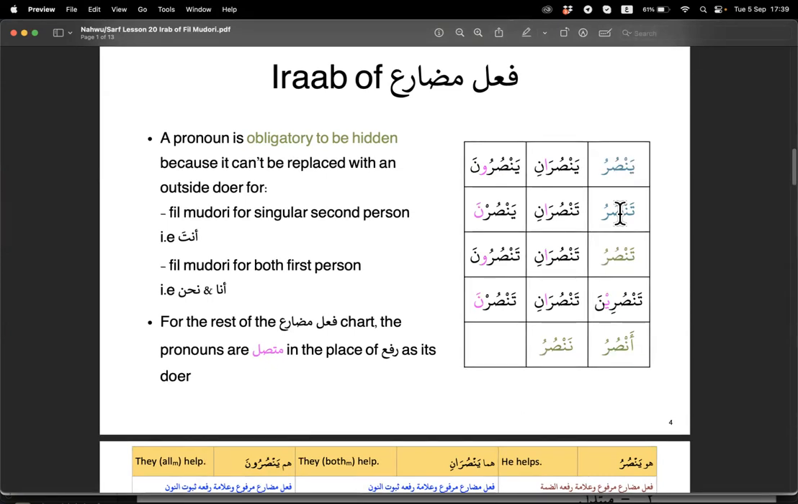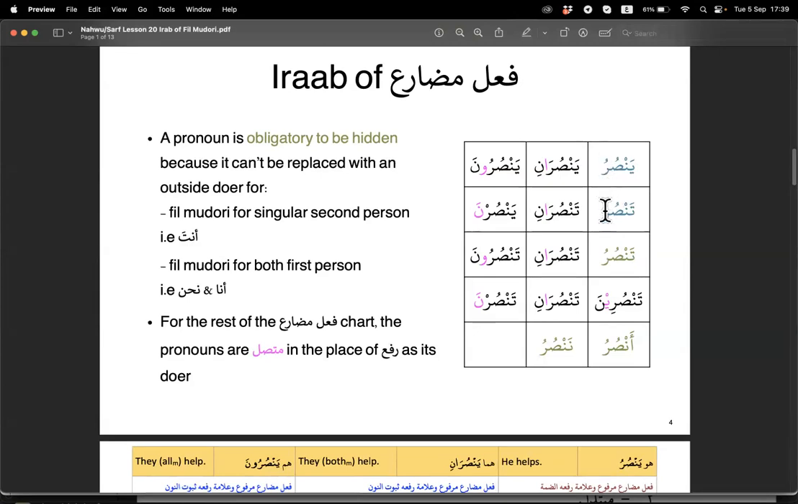Jawazan. Or what is wujuban? Jawazan, you can... Jawazan, it's for huwa and hiya.